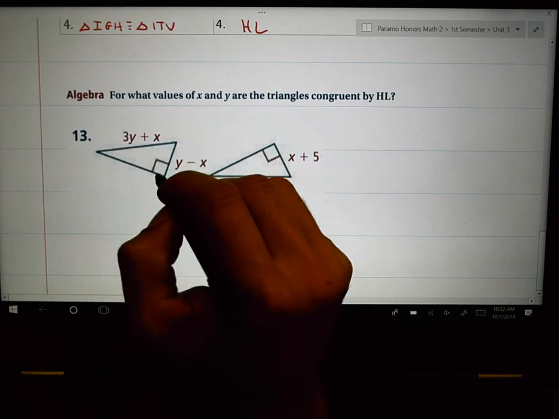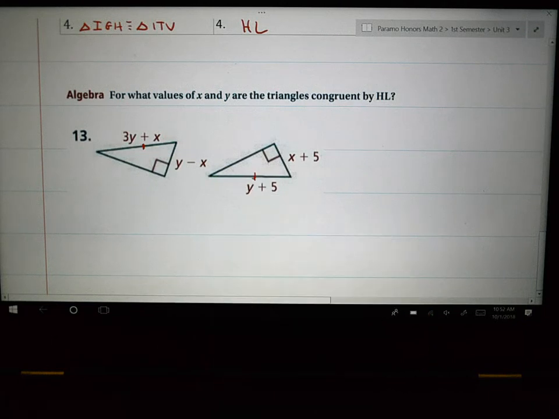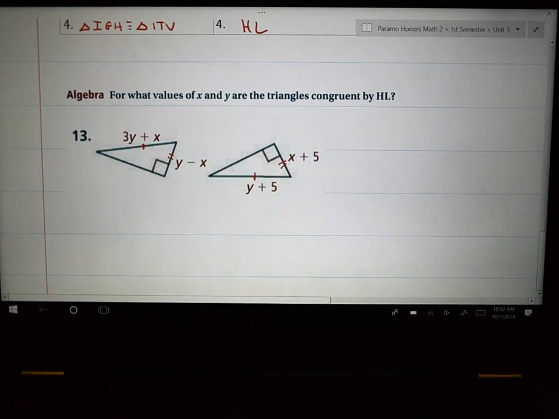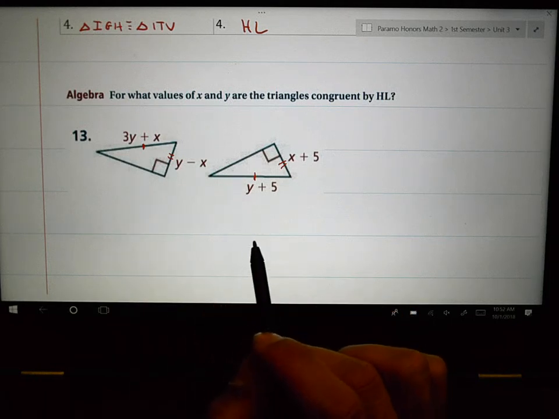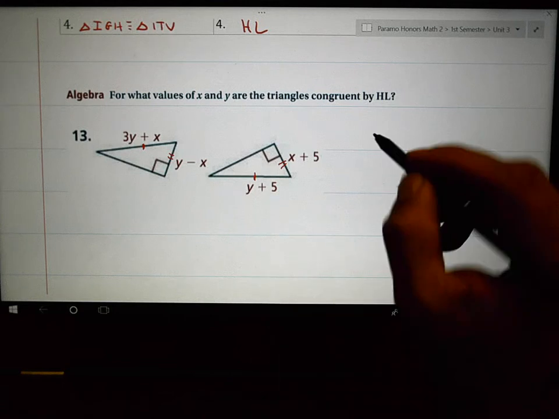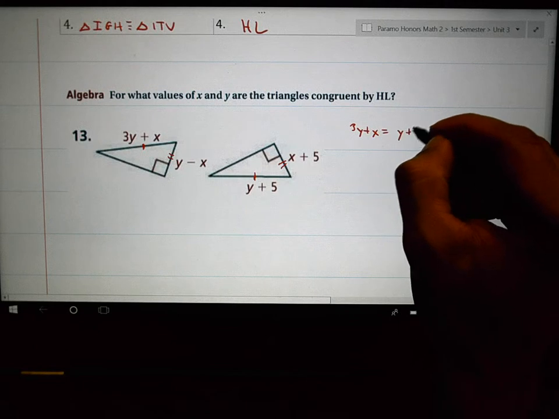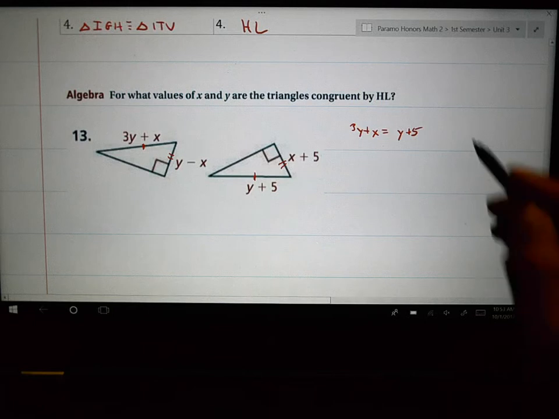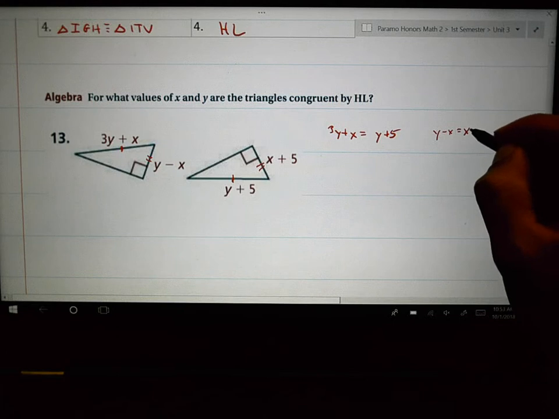Well, which one is the hypotenuse? Hypotenuse, hypotenuse. Which one is the leg? Leg, leg. If these are congruent by HL, then the hypotenuse, whatever that is, that's a crazy word, both of them are equal to each other. So there's my first equation: 3y plus x should be equal to y plus 5. And my second equation would be y minus x should be equal to x plus 5.